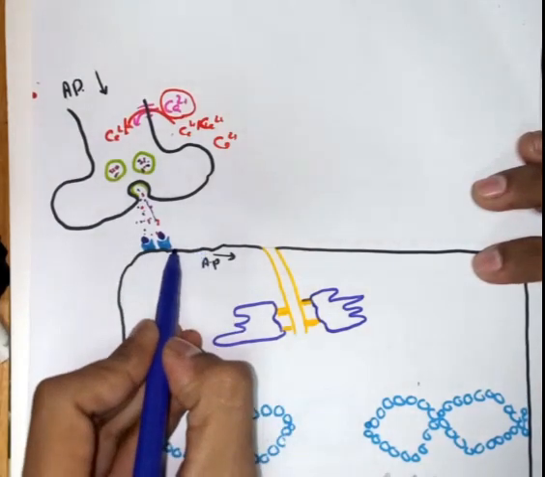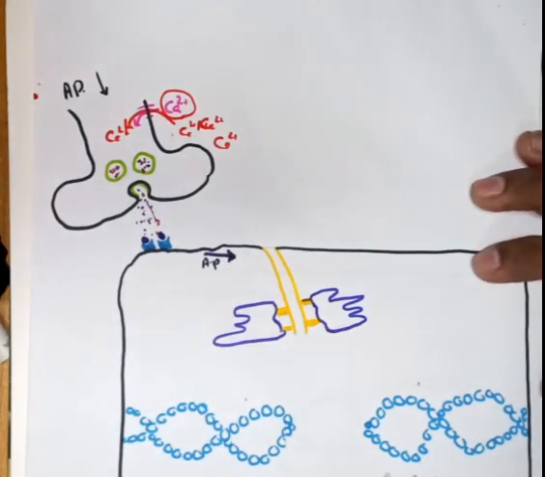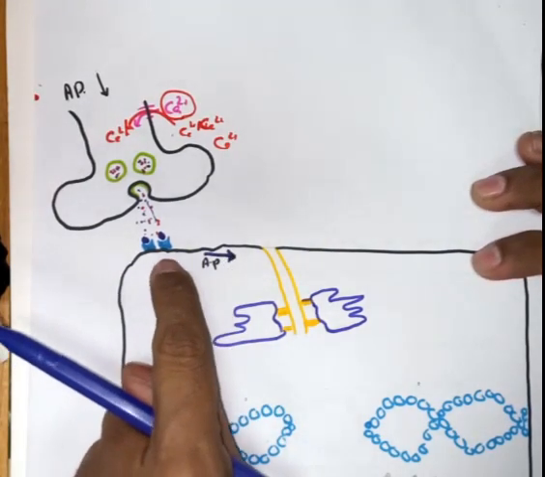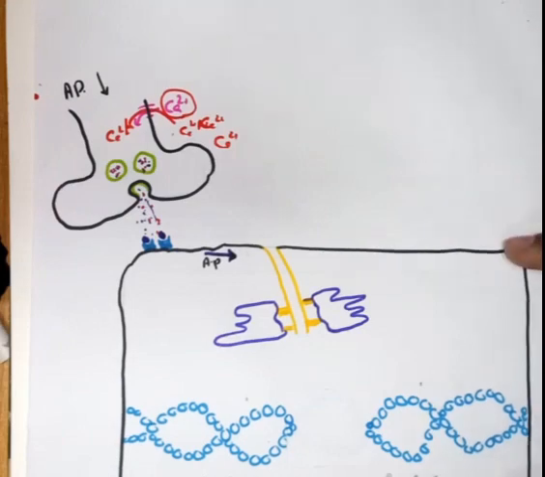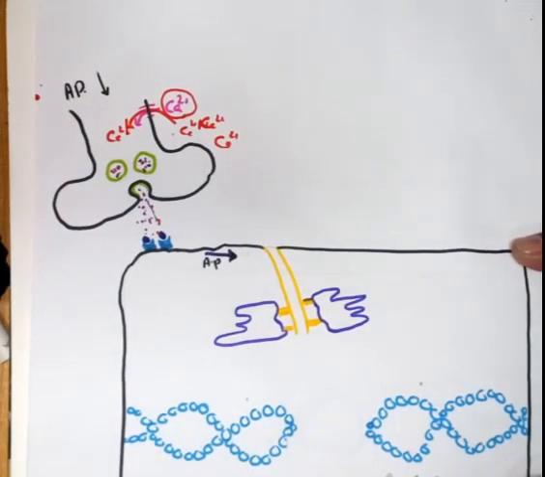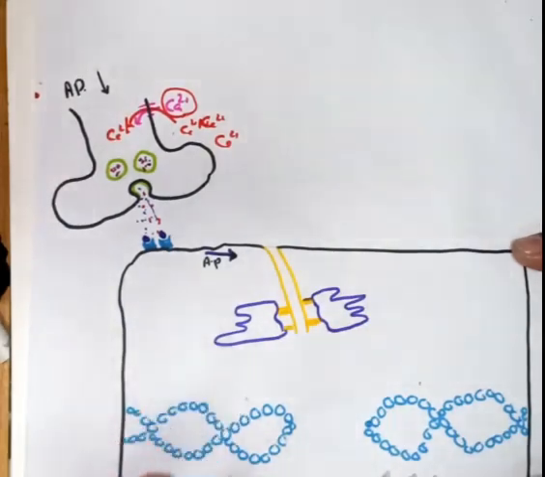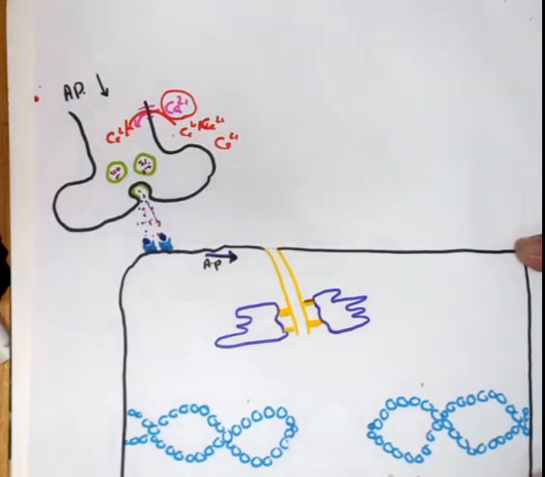Now an action potential will be generated on this skeletal muscle as well, and the action potential starts traveling along the sarcolemma. Sarcolemma is the cell membrane of the muscle fiber. Similarly, this is the sarcoplasm. Just like the cytoplasm of a cell, the cytoplasm of a muscle fiber is called sarcoplasm. Now the action potential will travel along the sarcolemma.